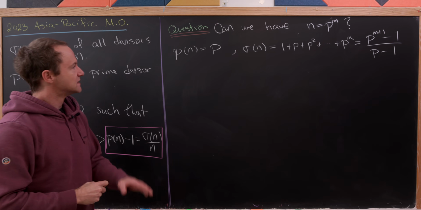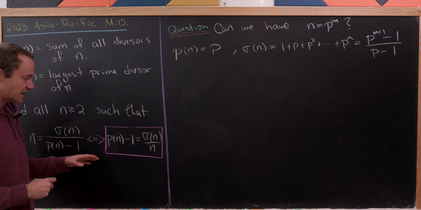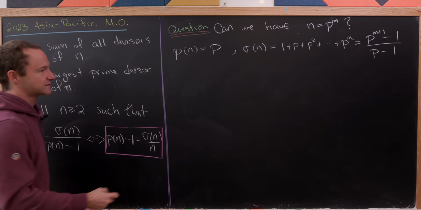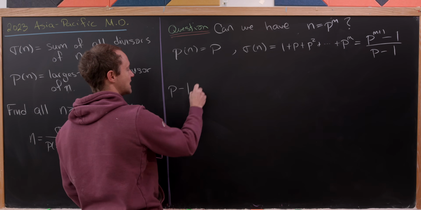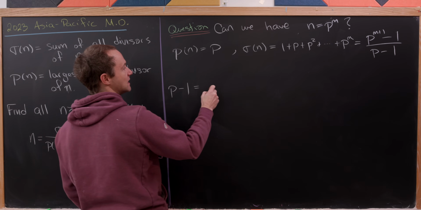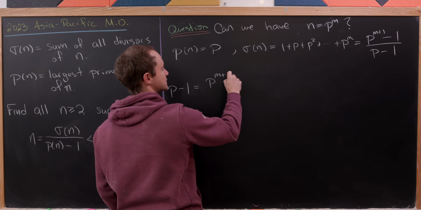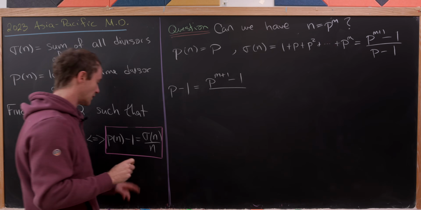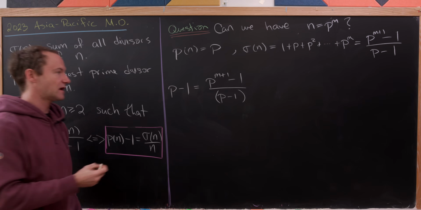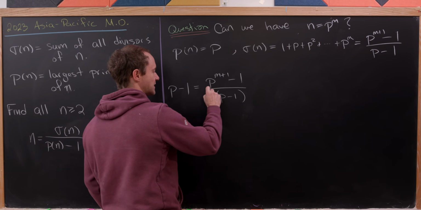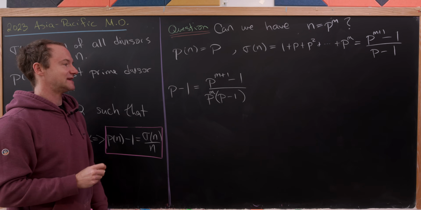All right, cool. So now let's look at our equation right here and write our equation using those parts. So notice that p of n minus 1 will simply be p minus 1. And then we'll have sigma of n, which is p to the m plus 1 minus 1 over p minus 1. But then I have to divide by n as well. So dividing by n will simply give me a p to the m here. Okay, so nothing fancy's really happened yet.